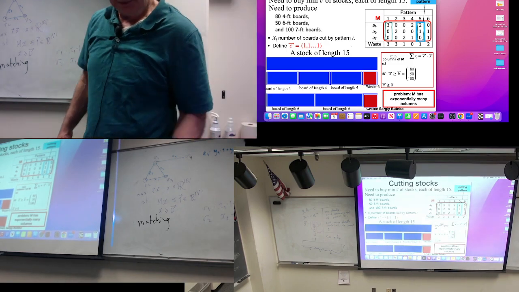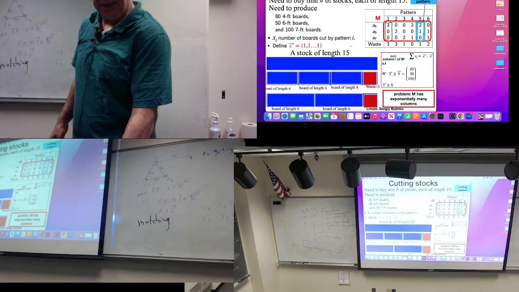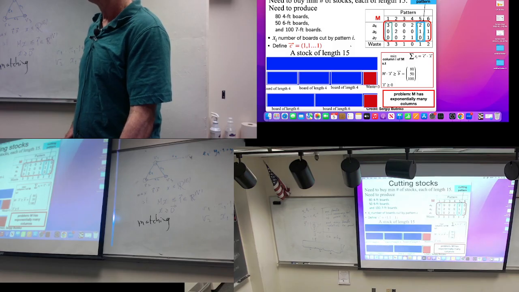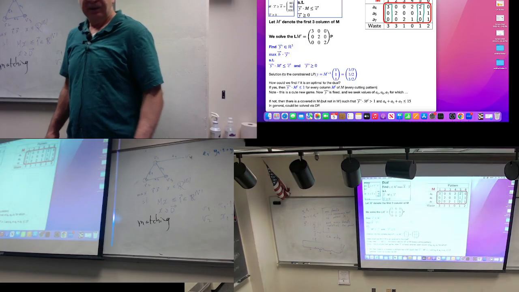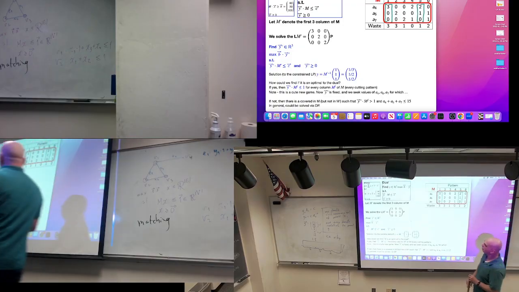Of course, the number of patterns that I have for cutting the boards might be exponential. So that's what I want to target right now, and I want to tell you about column generation.